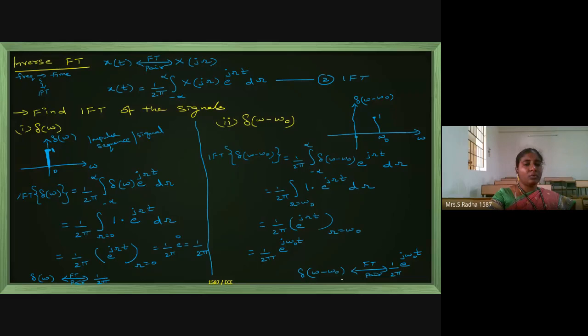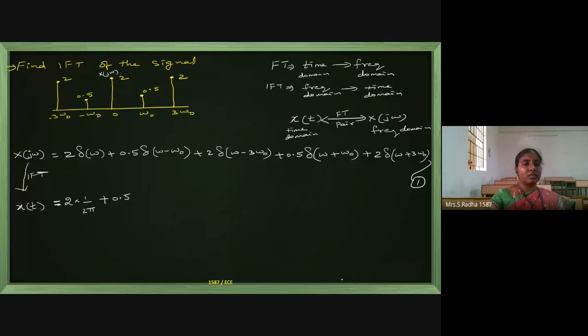Okay. Now, delta of omega minus omega naught, in time domain is 1 by 2 pi and e power j omega naught t. This is the Fourier transform for the given delta of omega minus omega naught.